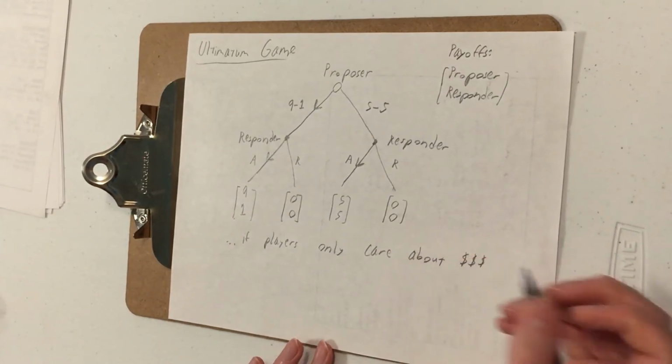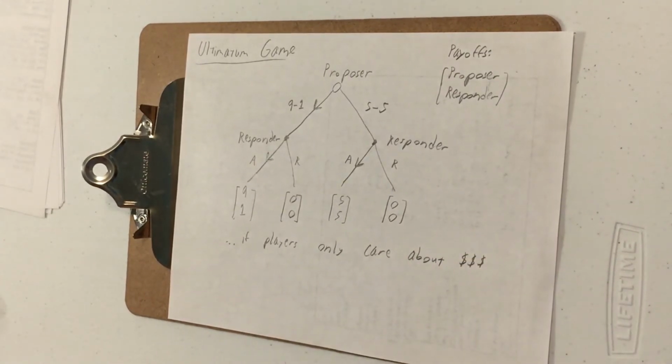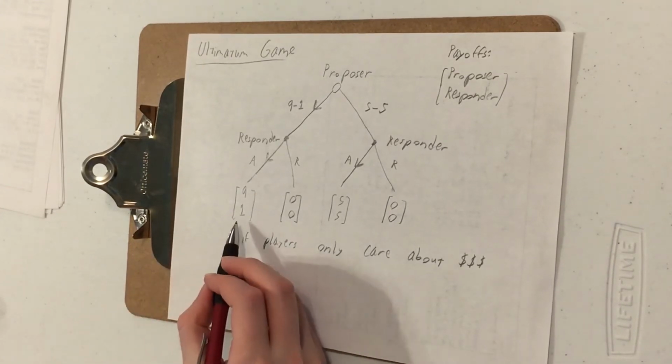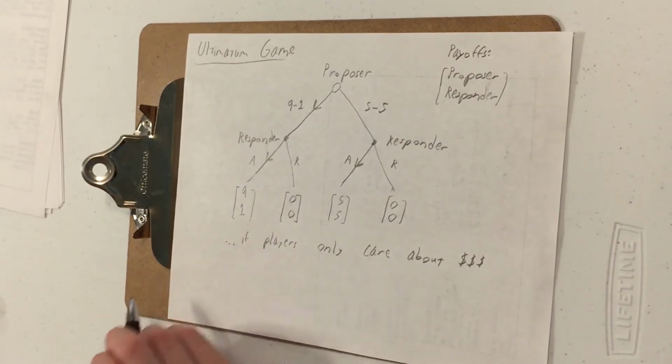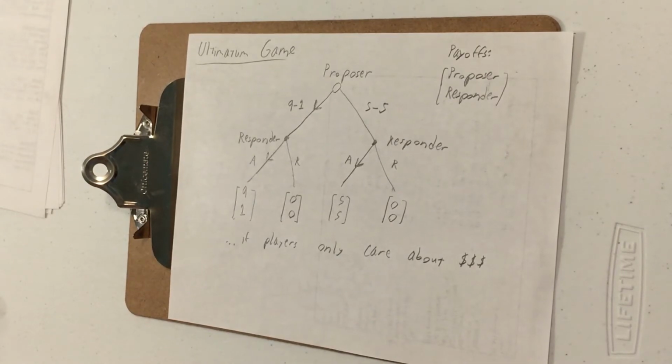Now, we know, of course, that people don't care solely about money. They also care about a lot of other things. Perhaps the responder could also care about fairness. And when they see a 9-1 offer, it just seems so extremely unfair to them that they'd rather say no and get 0 than tolerate such inequity.